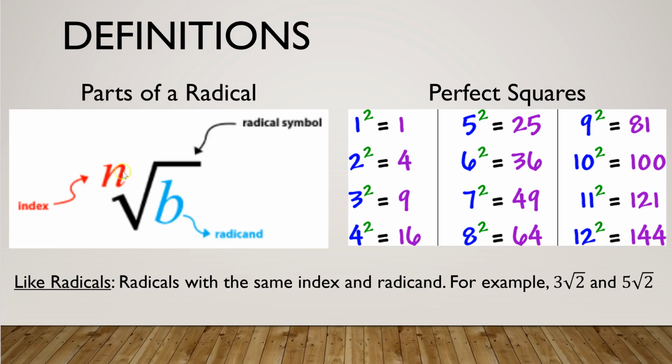Now, if you don't see a number where the index is, that means it is an index of 2. So when the index is 2, we don't usually write that number in this corner. But there are other types of radicals like cube roots, fourth roots, fifth roots, etc.